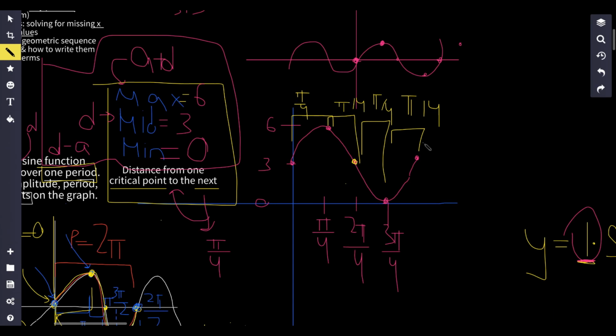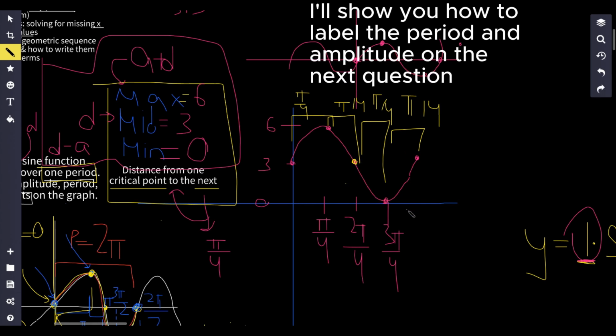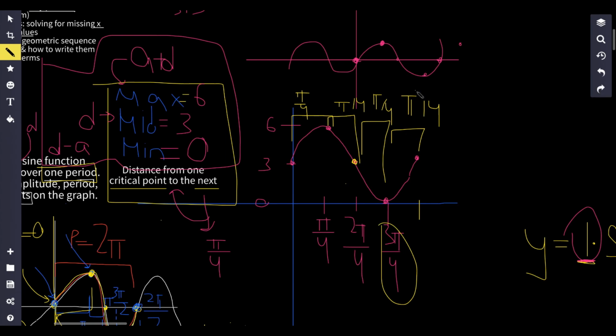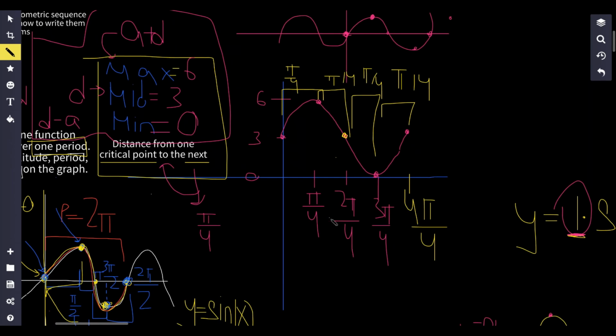And just keep adding pi over 4, because that's the distance from one critical point to the next critical point. So then this point right over here would just be 3 pi over 4 plus this pi over 4, which is just 4 pi over 4. And you can simplify things if you want. 2 pi over 4 is just pi over 2. 4 pi over 4 is just pi.